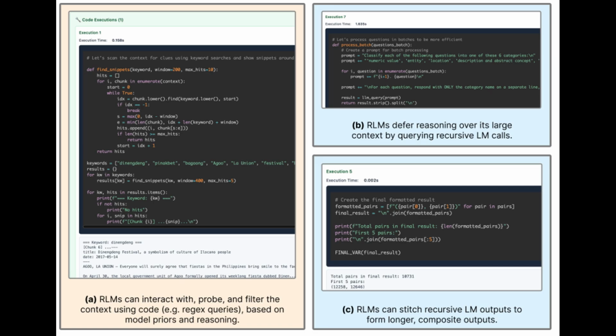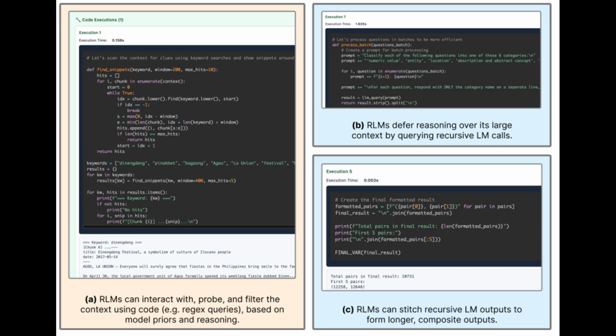In panel B, we can see another key strategy, deferring reasoning over large contexts by making recursive LM calls. This is where the recursive nature of RLMs really shines. Instead of trying to process everything at once, the model breaks down complex tasks into simpler subtasks and calls itself recursively to handle each one. In this example, it's processing a batch of questions by calling the language model for each individual question. This divide and conquer approach is much more efficient than trying to answer all questions in a single pass.